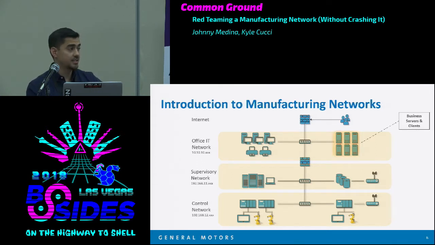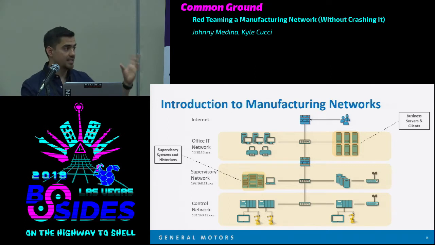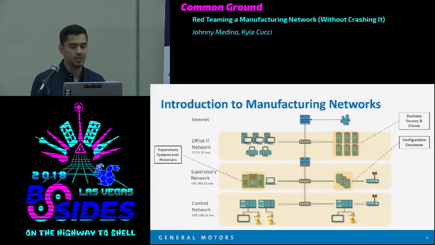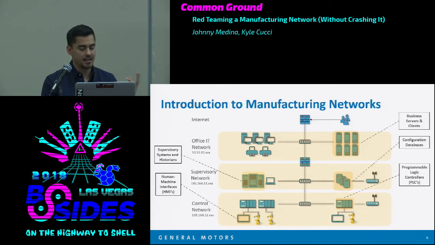So to define what kind of devices are in this network, as I covered, we have the business servers, the client servers there in the Office IT network. We're all familiar with that. Some supervisory systems and what's called historians on the supervisory network. Configuration databases for the control network devices. How are those configured? What are the specifications? All those details that keep those machines running and doing their job effectively. We have PLCs, HMIs, and then we have the actual manufacturing machinery.